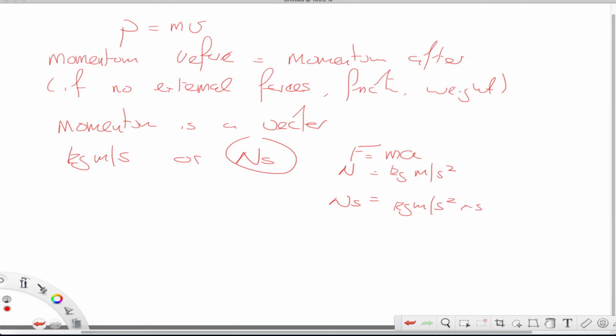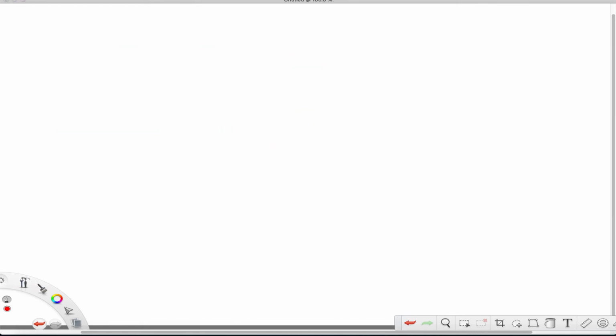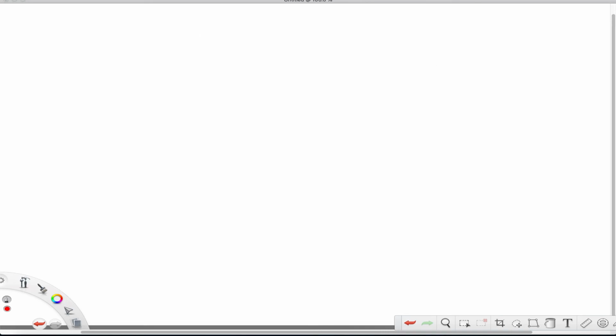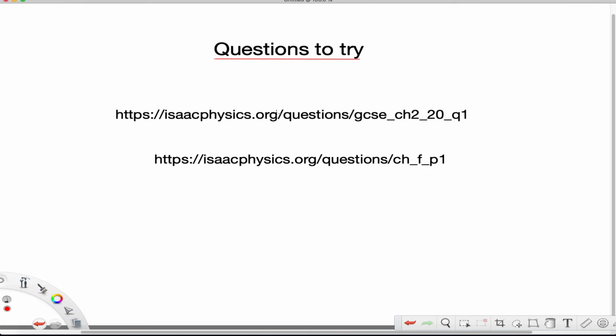Now let me point out to you some examples that you could do. You could go to Grade Gorilla. This is a great little multiple choice micro quiz for you. So if you go there and have a go at that, if your teacher is signed up to it, then they can give you your marks, and it's a really quick, handy way of checking your progress and your grasp of this stuff. And once you've done that, you can go to Isaac Physics. There's some good challenging questions there.